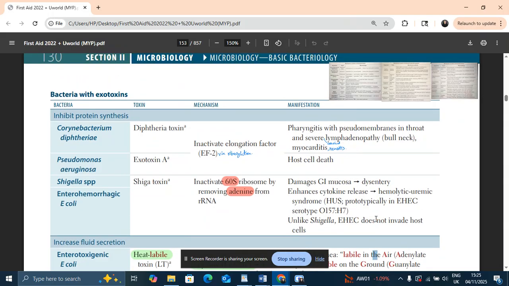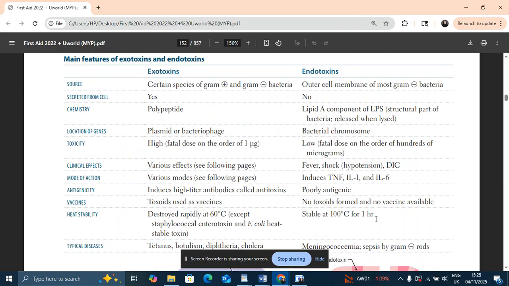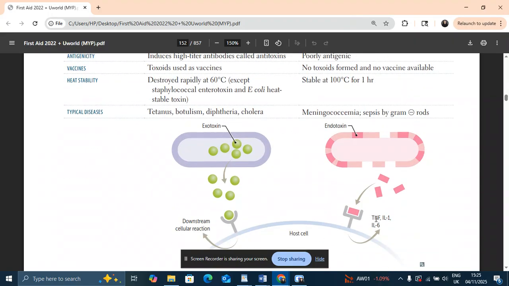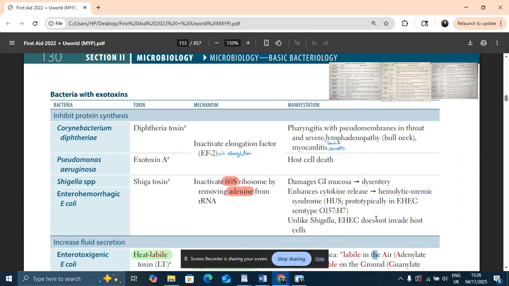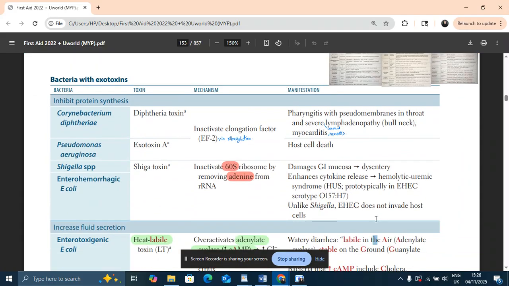Yesterday, we discussed exotoxins, endotoxins, their differentiating points, and high-yield points from an exam point of view. We have also discussed certain examples of bacteria that produce exotoxins and their mechanisms of action. In my last video, I also covered hemolytic uremic syndrome, a very high-yield topic for Step 1 and Step 2. And today we will continue.